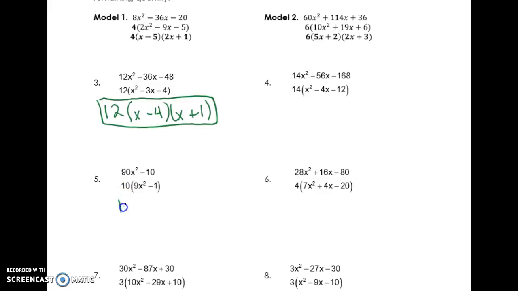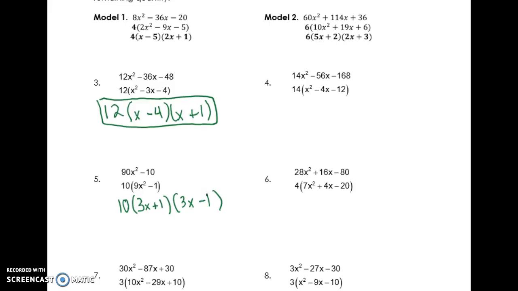So I'm going to do that by guessing, strategizing, that when I have 9x squared, I'm thinking that I'm probably going to have a 3x and a 3x. And when I have a negative 1, I got really limited options here. I think I'm going to do a plus 1 and a minus 1.